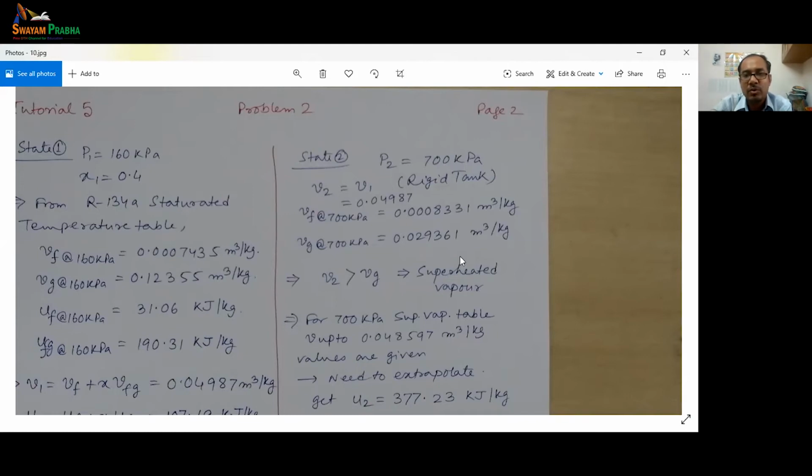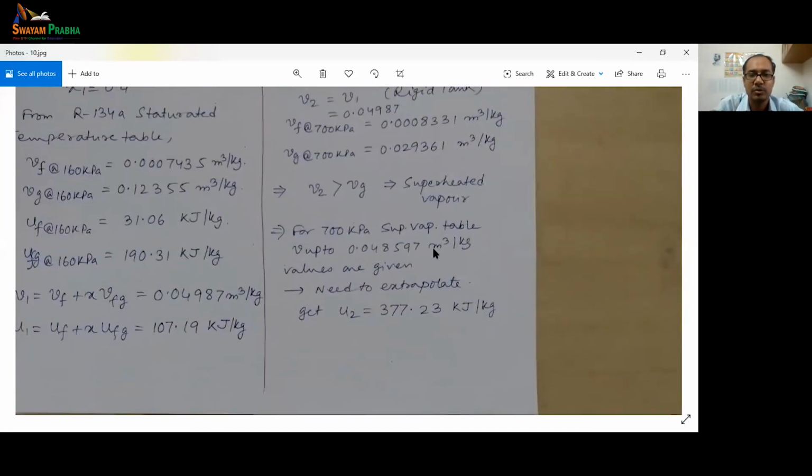So we didn't know where the second state would lie. Now from this specific volume comparison, we see that the specific volume at state 2 is greater than the specific volume of saturated vapor at the same pressure, 700 kPa. That means this is superheated vapor. Okay, now we know exactly what to do.